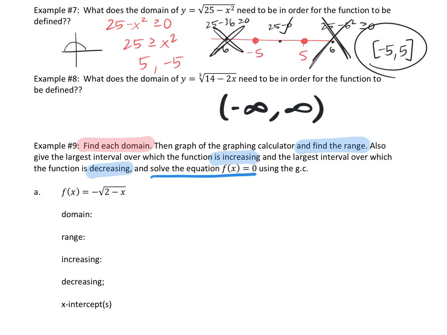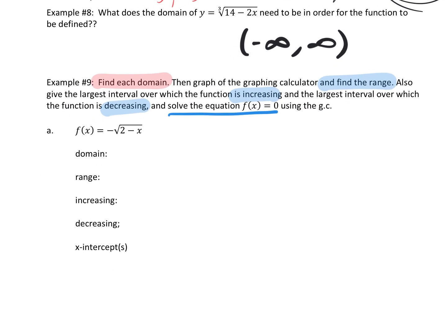And this last part we can do by hand, and we can also do on the calculator. We're going to solve the function f of x equals 0, which means my y value is 0, so what am I actually finding? The x-intercept. So we can look at the table to find that as well. So let's first do this by hand. We're going to find the domain of letter A.